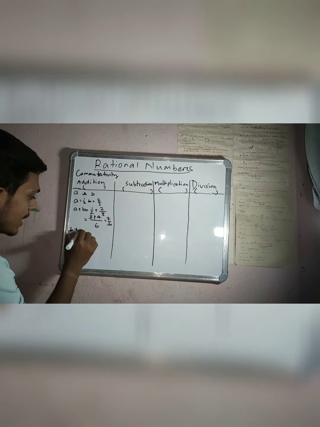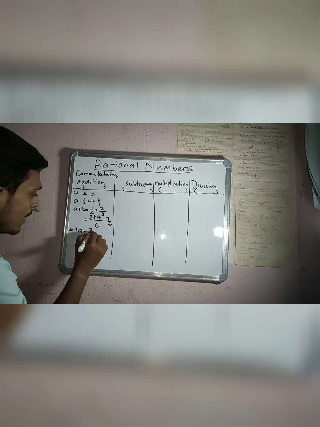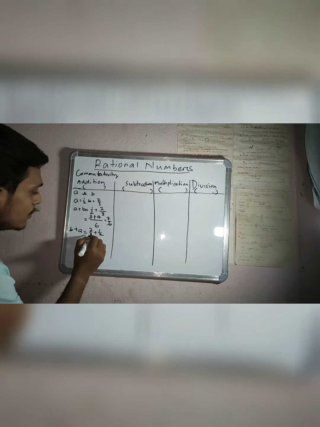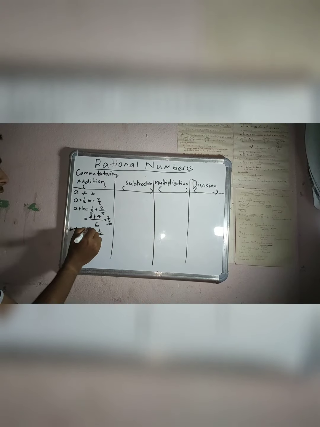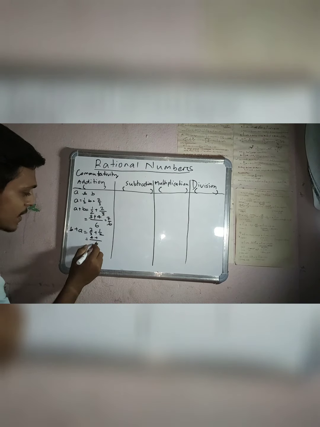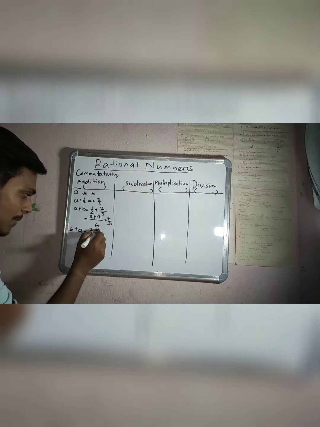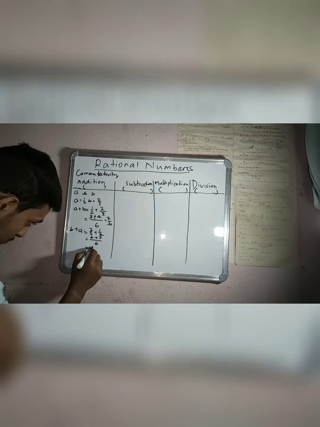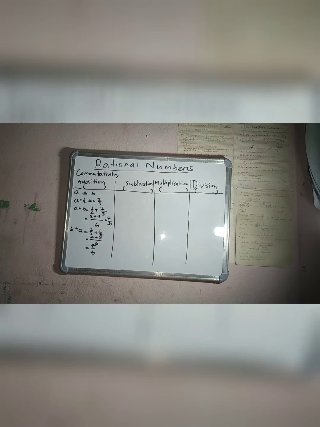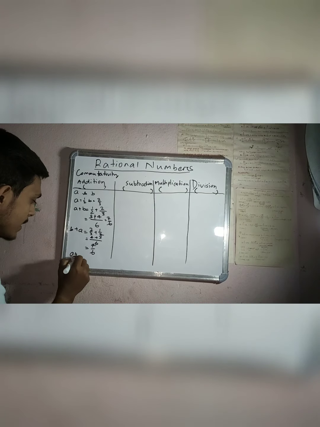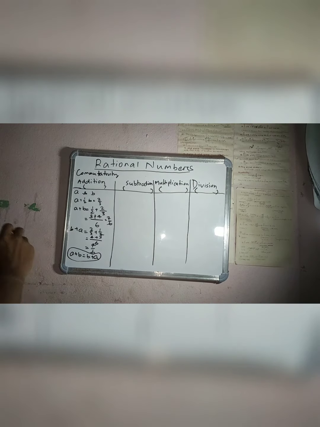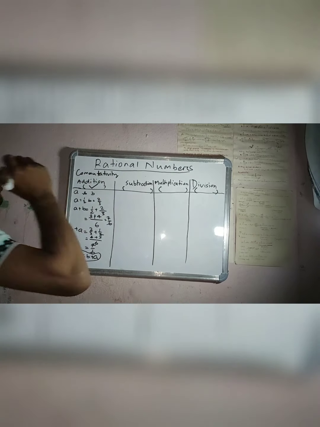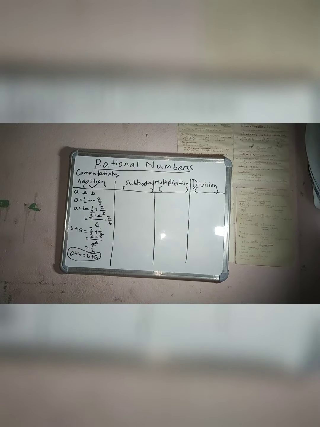Again, B plus A, that is 2 by 3 plus 1 by 2, LCM is 6. 6 divided by 3 is 2, 2 multiplied by 2 is 4, plus 6 divided by 2 is 3, 3 multiplied by 1 is 3. That is equal to 7 by 6. So A plus B is equal to B plus A. So addition obeys the commutative property. Then we go to subtraction.